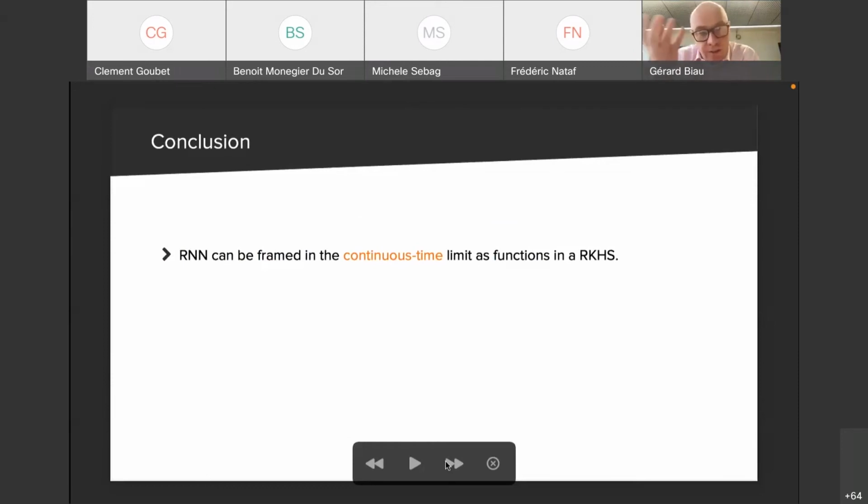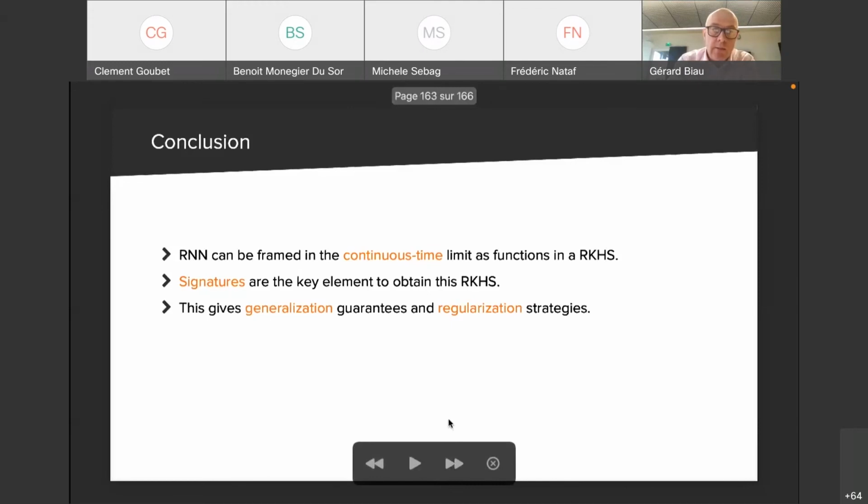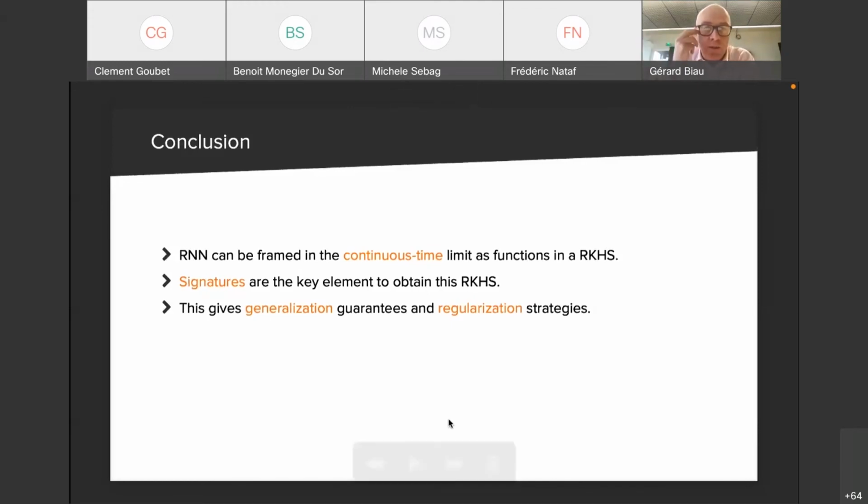So the message is that these RNNs can be framed in the continuous time limit as functions in a reproducing kernel Hilbert space. And the key element to obtain this reproducing kernel Hilbert space is the signature. So I think it's interesting to use this tool, which is a tool from stochastic analysis, and to see the importance that it has in the analysis of neural networks. And for free, it provides generalization guarantees and a regularization strategy. That's a little bit in the spirit of the work of Julien Mairal for convolutional neural networks, which also shows the interesting connection between kernel methods and neural networks, in a different context.